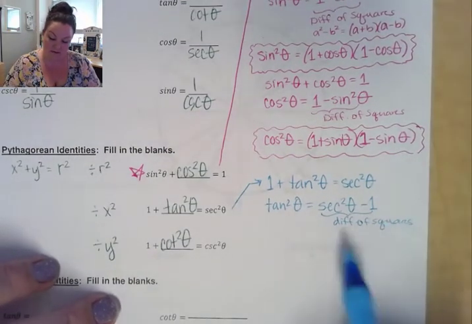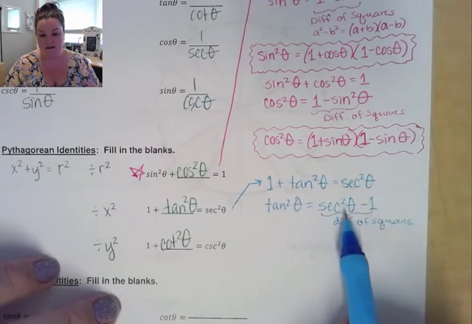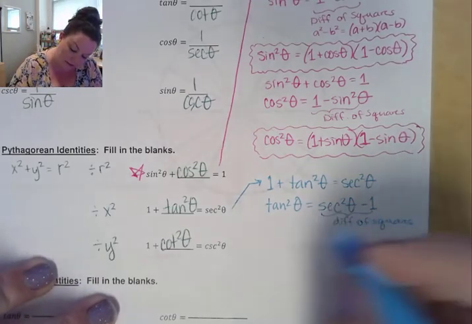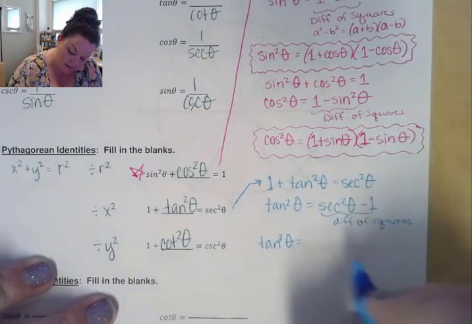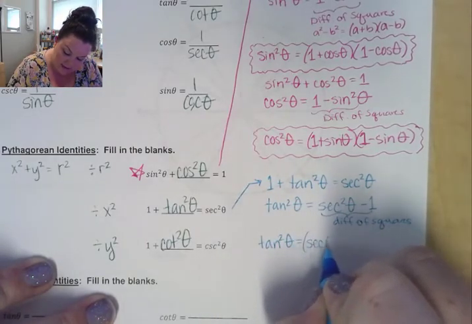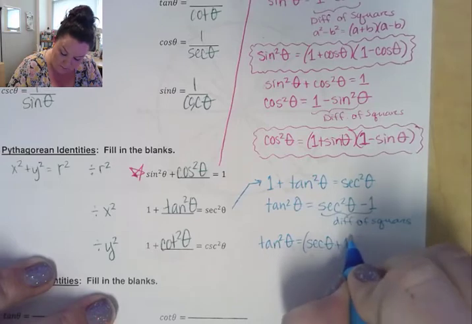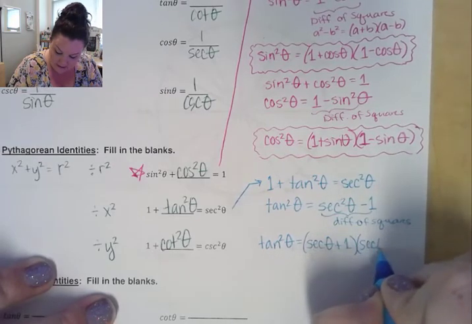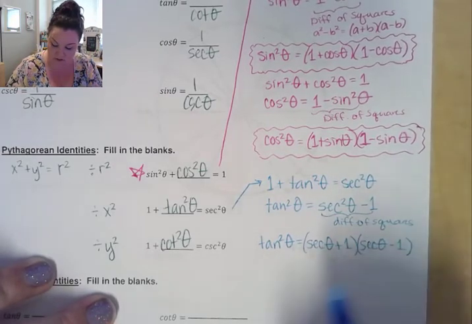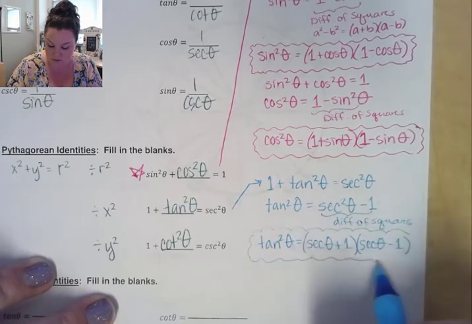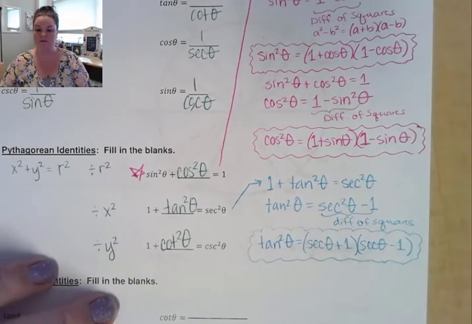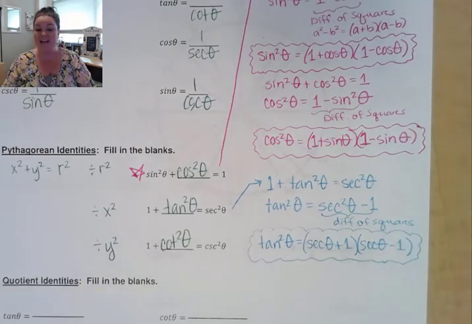So this time my first base is secant theta, and my second base is a 1. So I can break this down into saying that tangent squared theta is equal to secant theta plus 1 times secant theta minus 1. So that gives us kind of an additional little identity, right? Okay, so I did the first two.